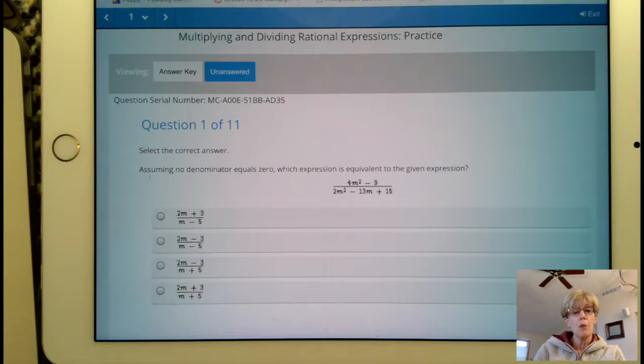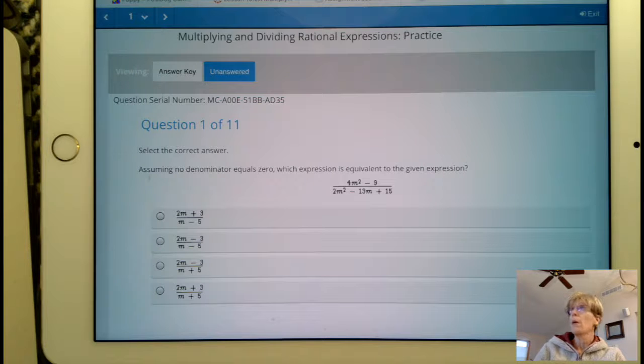Assuming no denominator equals 0, which expression is equivalent to the given expression? And we have 4m squared minus 9 divided by 2m squared minus 13m plus 15. Just to talk about assuming no denominator equals 0, we're going to do this problem by factoring.